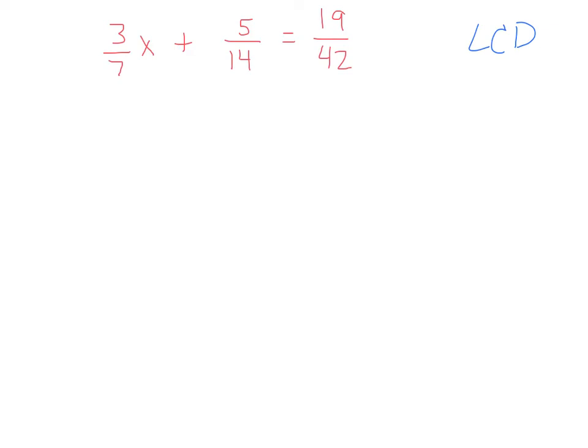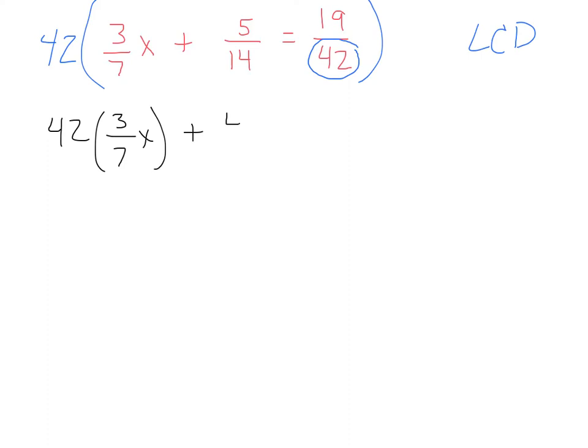Well, take a look at the biggest one. Does 14 go into 42? I think it does. 3 times. Does 7 go into 42? Yeah, 6 times. So 42 works as your LCD. Let's take it and multiply every single term in the equation by 42. Let's just set that up so we stay organized.